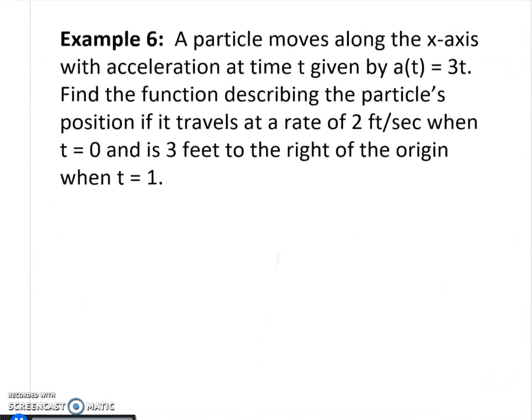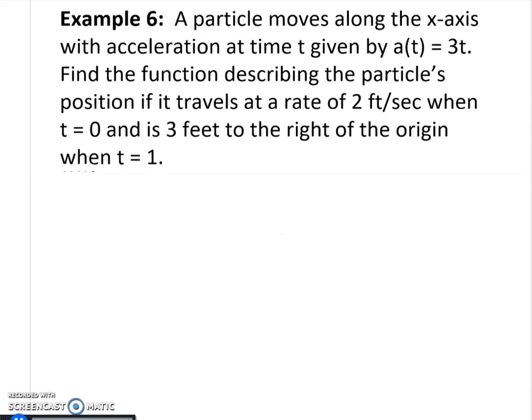So now let's look at this one here. It's a particle motion problem, but again, it's just separation of variables if necessary. So we're given the acceleration function of 3t. They want us to find the function describing the particle's position if it travels at a rate of 2 feet per second when t equals 0 and is 3 feet to the right of the origin when t equals 1. So again, I want you to try pausing the video and seeing if you can work your way all the way to the position function.